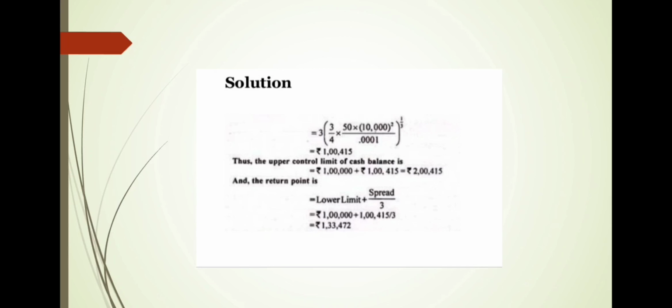To calculate the return point, you are supposed to take the lower limit plus the spread divided by 3, that is 1 lakh plus 1,04,15 divided by 3. The total comes to rupees 1,33,472.